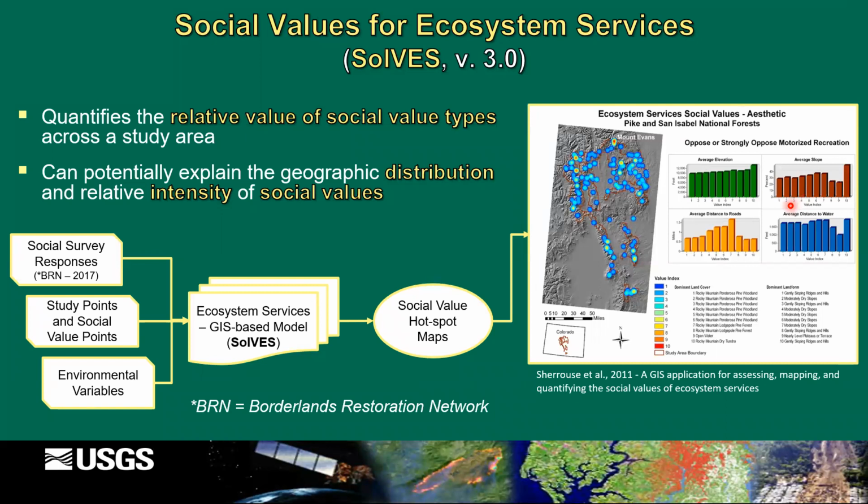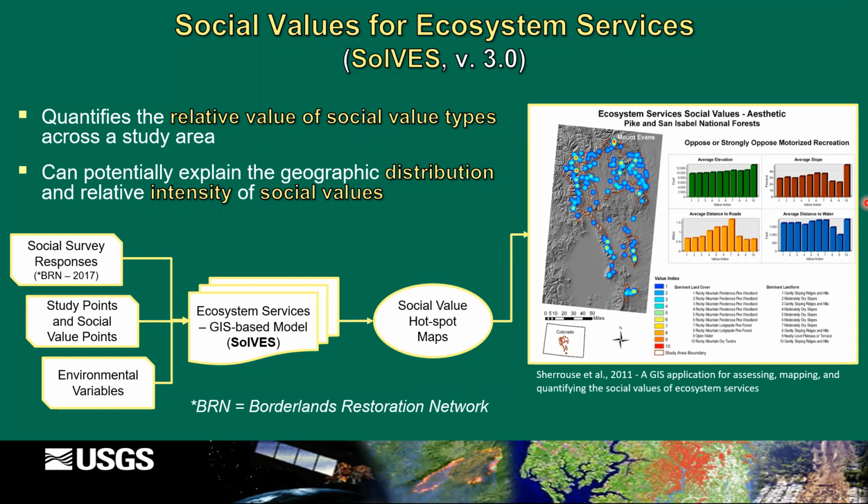And you can also see how that relates to environmental variables that are considered within the model, in this case average elevation or average slope. And you see what sort of properties align with high social value. So these are the results the SOLVES model produces.